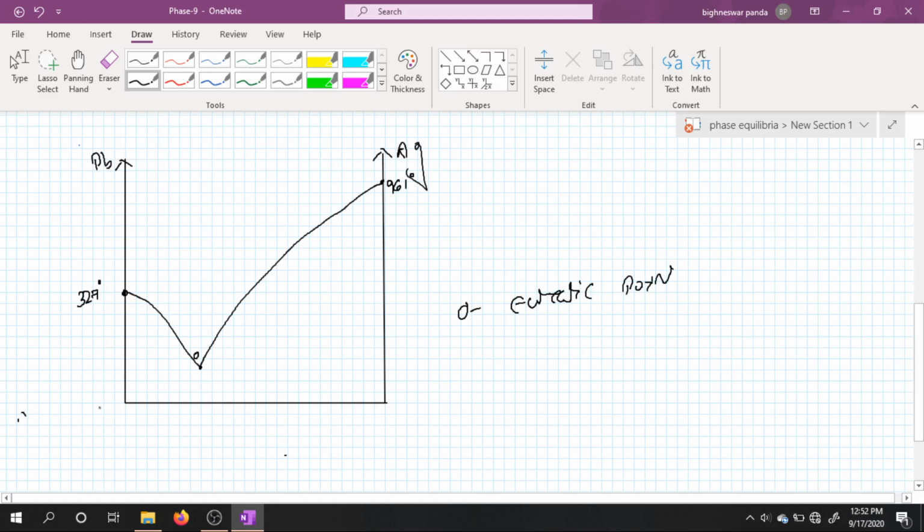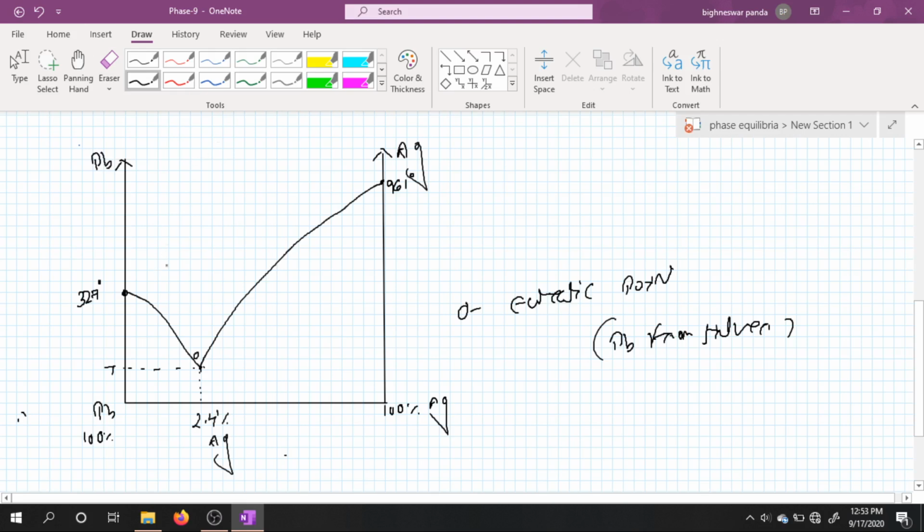So here Pb is 100%, here silver is 100%. This is the composition with 2.4% of silver and the remaining percentage of lead. At this composition and temperature, we cannot separate lead from silver.